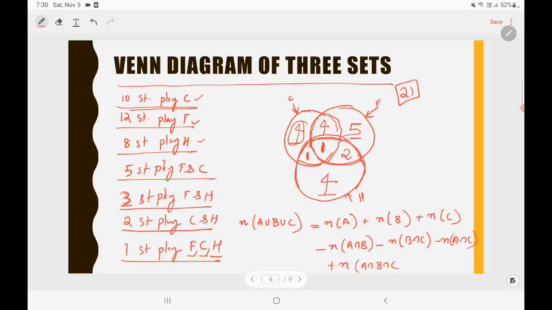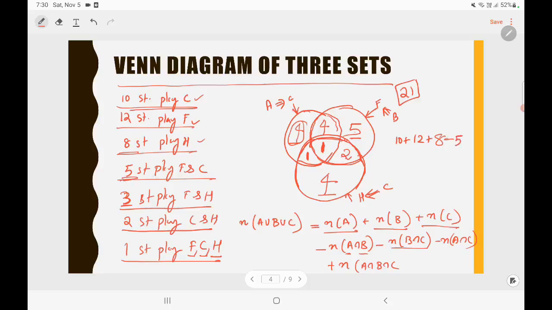Okay, so here let's assume that A represents cricket, B represents football, and C represents hockey. So n of A means total number of students who play cricket, that is 10. So 10 plus n of B, the total number of students who play football, that is 12. Then n of C means total number of students who play hockey, that is 8. Then minus n of A intersection B means number of students who can play cricket and football, because A represents cricket and B represents football, right? So cricket and football, it is 5, minus 5.